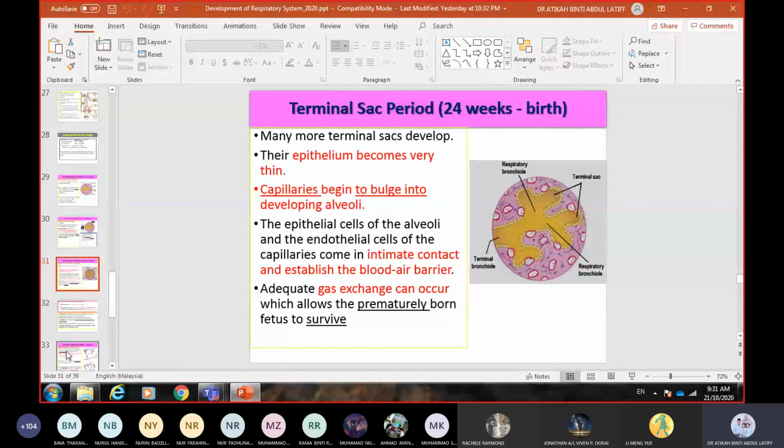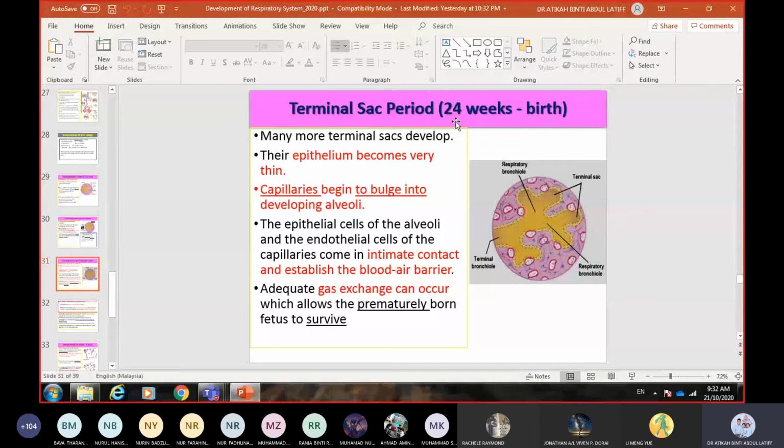Okay. So next is the terminal sac period. This begins at the 24th week, after the canalicular period, until birth. As the name suggests, terminal sacs develop here. The epithelium becomes thinner. In this picture, I don't see it becoming thin, but supposedly it becomes thinner. And then the capillaries begin to bulge into the alveoli, so they start connecting to the alveoli. This connection will cause the blood-air barrier to develop, so adequate gas exchange can occur, which allows the prematurely born fetus to survive.